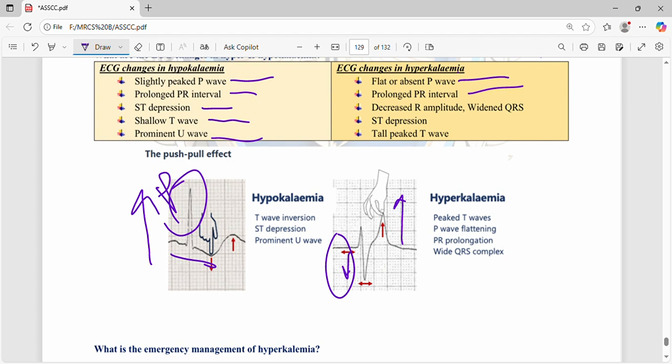Okay, so prolonged PR interval occurs in both because there will be a low heart rate. Decreased R amplitude and widened QRS, ST depression the same, and tall peaked T waves. So this is the same: prolonged PR interval, ST depression, widened QRS.